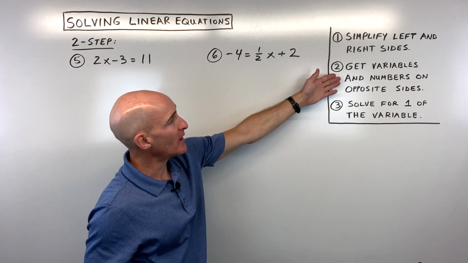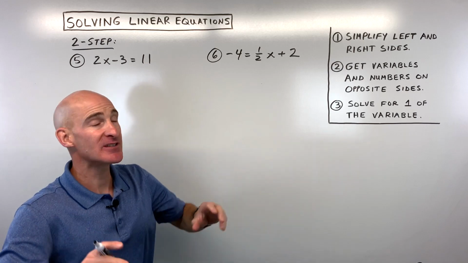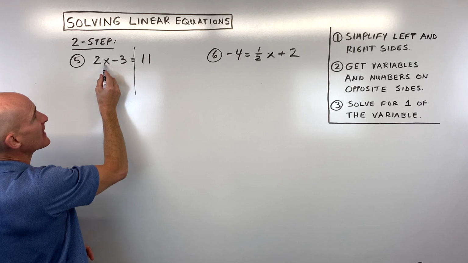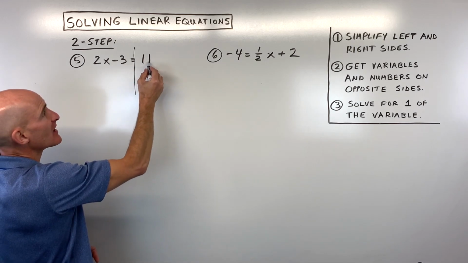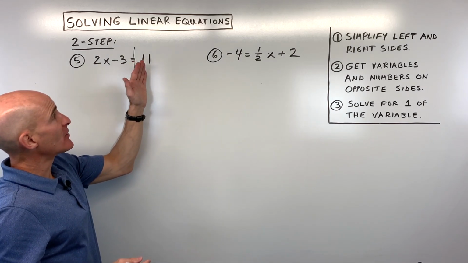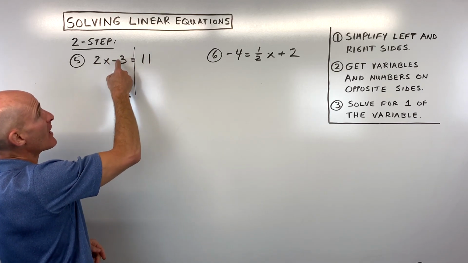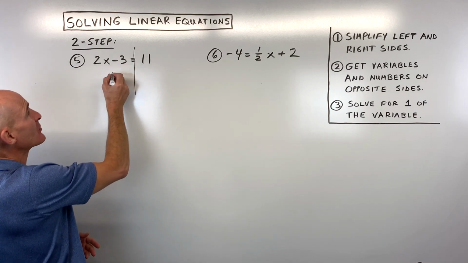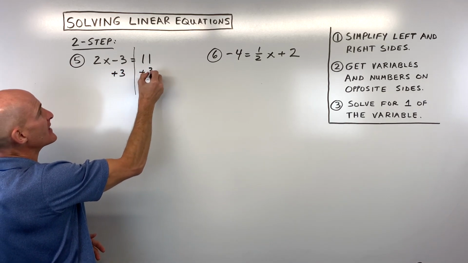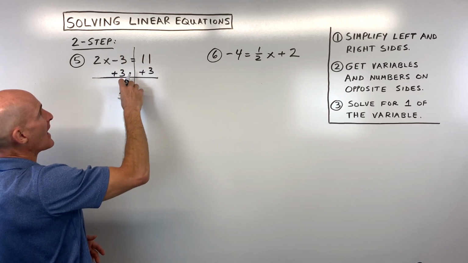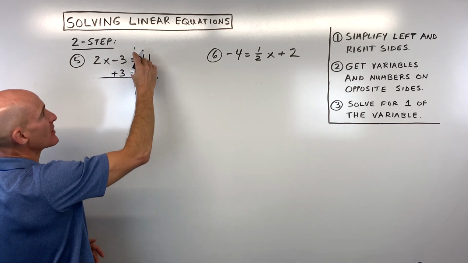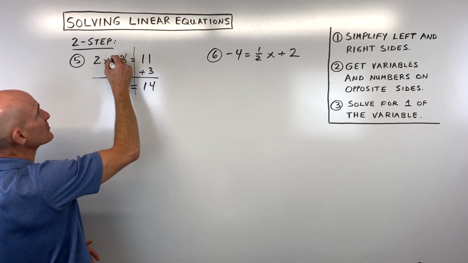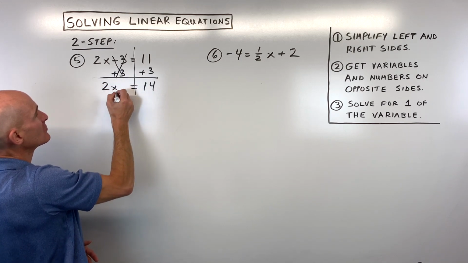So step number 2, we want to get the variables and the numbers on opposite sides of this equal sign. So here I can see that I have the variables on the left side. So that means I want to get the numbers on the right side. But to get the numbers on the right side, that's like saying I have to get rid of them on the left. How do we get rid of something? We do the opposite. So instead of subtracting 3, I'm going to add 3 to both sides, and then we just add these two lines together. So 11 plus 3 is 14. Carry our equal sign down. Negative 3 plus 3 is 0, and 2x.